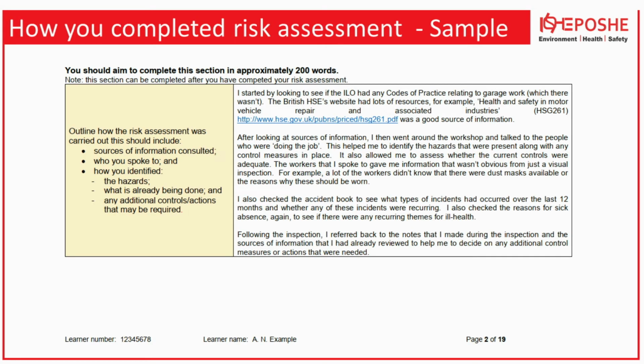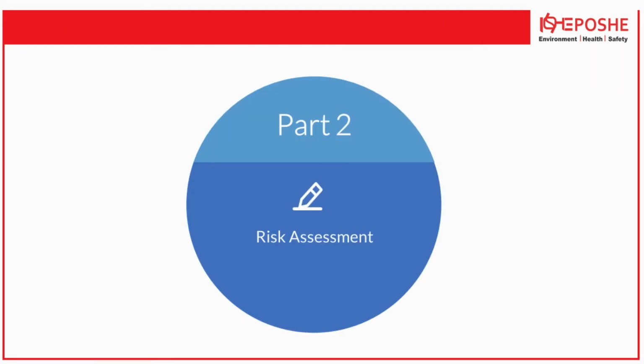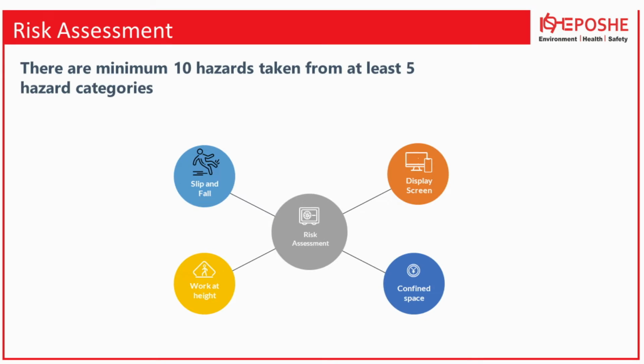Second part of this section, you have to write the methodology used to complete the risk assessment, Part 2 of the risk assessment. Do this part carefully, because it is a significant criteria which you have to meet. If any criteria is not met in this Part 2, it will affect your result. Risk assessment: there are minimum 10 hazards, taken from at least 5 hazard categories. We will cover this in detail shortly.